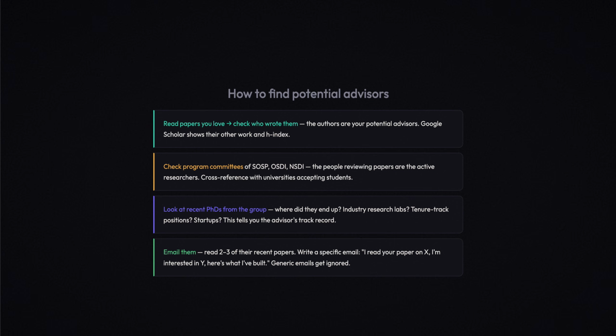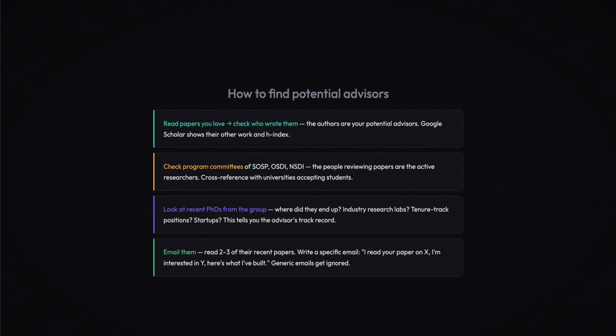Start by reading papers you love and checking who wrote them. The authors are your potential advisors. Look them up on Google Scholar. See their other work, their citation count, their recent activity. Check the program committees of the major systems conferences: SOSP, OSDI, NSDI, EuroSys, ATC. The people reviewing those papers are the active researchers in the field. Cross-reference them with universities currently accepting PhD students.